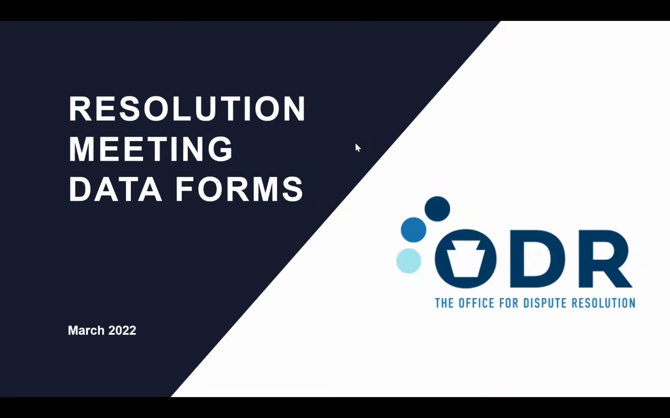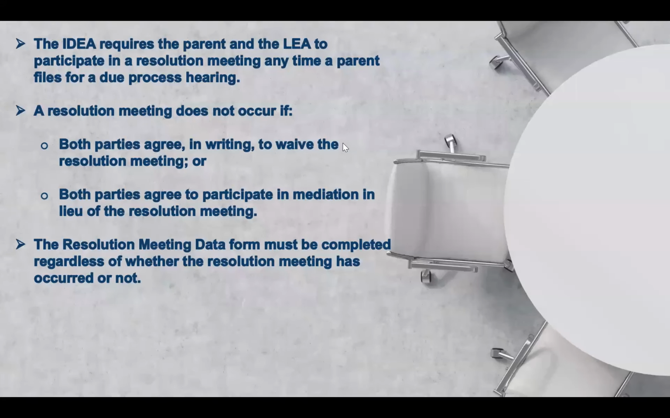This video has been created to assist local education agencies in completing the required resolution meeting data form. When a parent requests a due process hearing, the Individuals with Disabilities Education Act requires the parent and local education agency to participate in a resolution meeting.